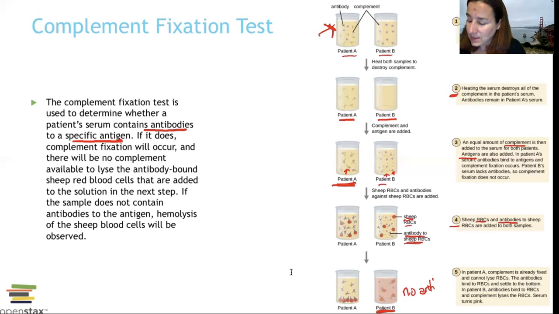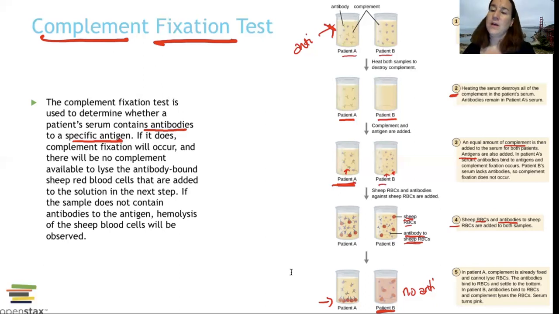Patient A does have antibodies. And how do we know that? We know that because there's no lysing of the red blood cells because the complements were fixated. They were stuck where they are. So patient A, the red blood cells are there, but they're not burst. They're not bits and pieces of them all over the place. Solution is clear. So this is complement fixation. They are fixated if the patient has the antibodies to activate and can keep the complement fixated. If the patient does not have the antibodies, then the complement does what complement does, and it will end up lysing the red blood cells that you add in at step number 4.